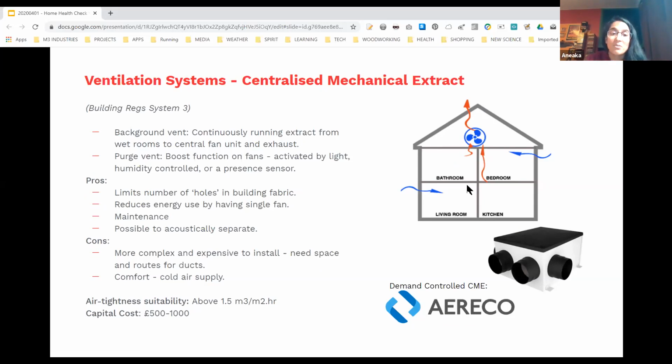Some of the pros: there's a limited number of holes in the building fabric, and you've only got one fan. Also, if you've got that fan in your loft, you can buffer it, so you don't get that kind of noise issue with fans in the rest of the house. But it is a bit more complicated to install. You might end up having to put ducts around your house, and the supply of air is cold.